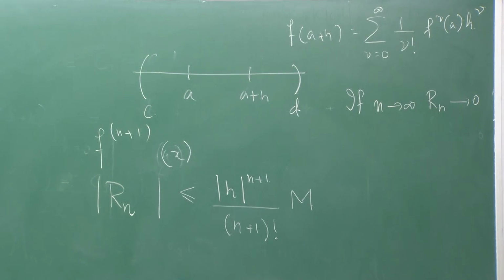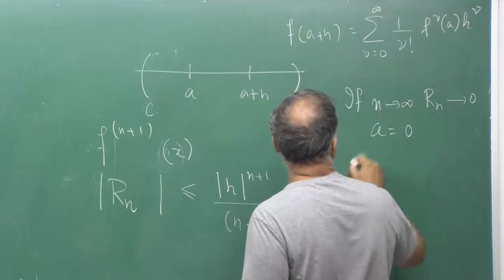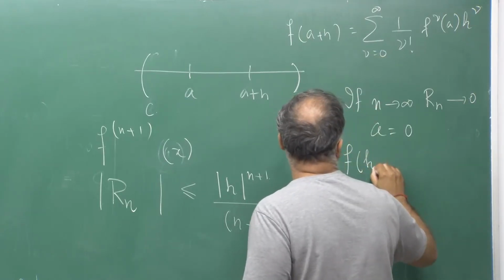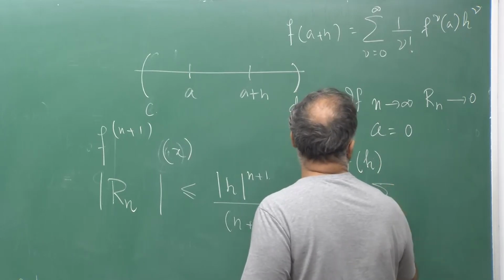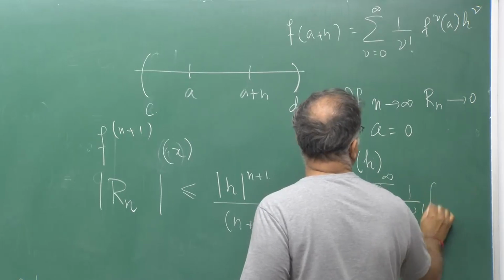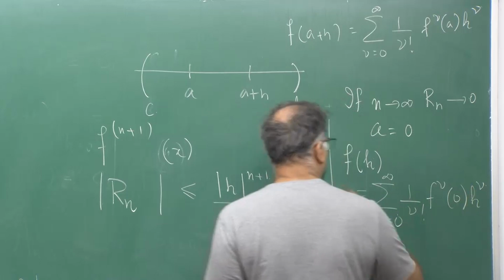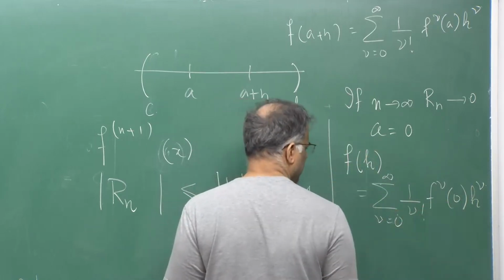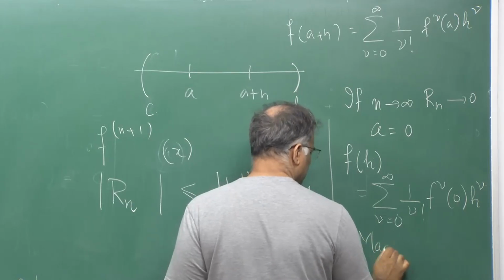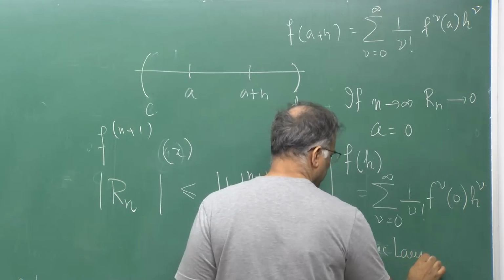So now suppose I put a equal to 0. Then in that case you will have f(h) equal to the summation nu equal to 0 to infinity of 1 by nu factorial f^(nu)(0) h^nu. When I have written it in terms of 0, I have done the expansion around 0, that is a is 0, and this is called the Maclaurin series. I have forgotten the spelling, Maclaurin series.